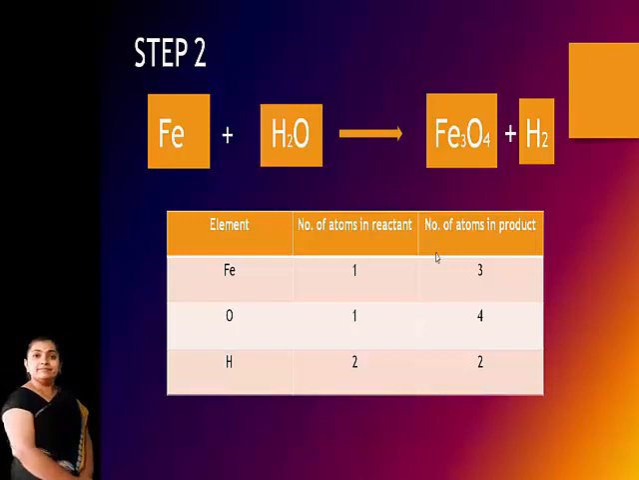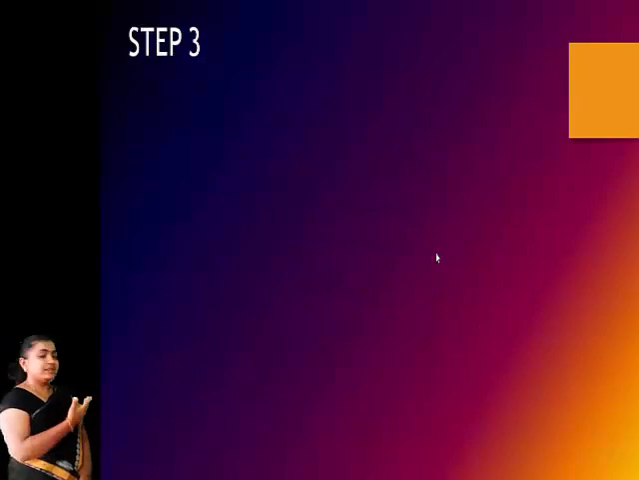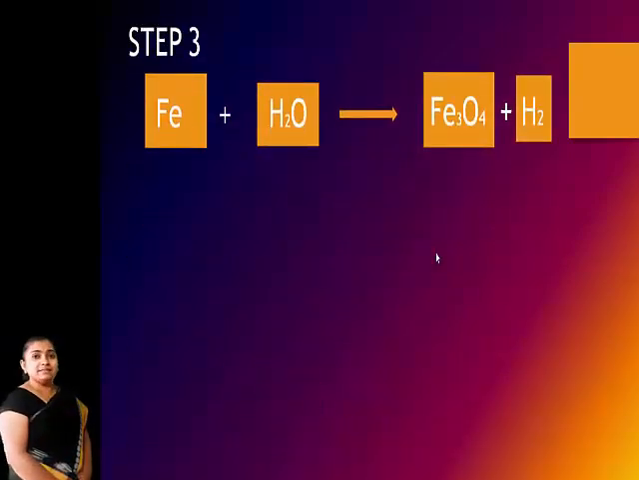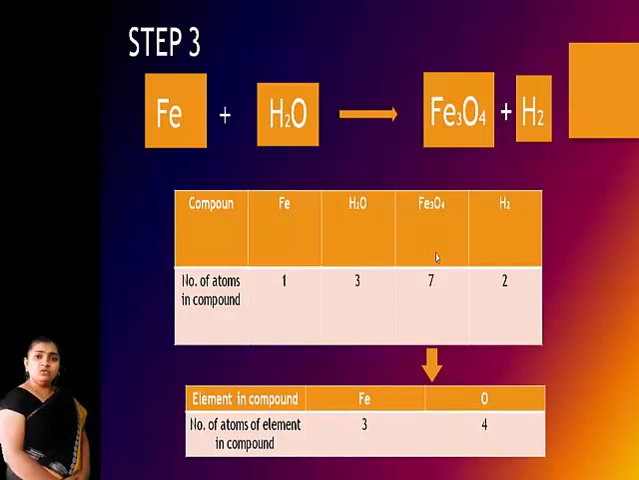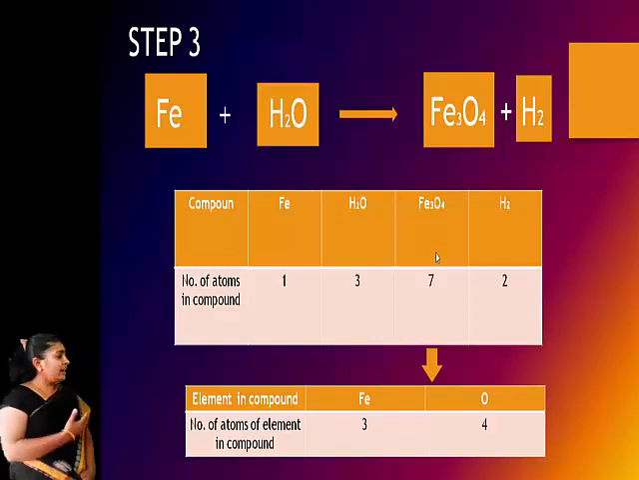Step 3. It is easy to start with the compound having the maximum number of atoms. In that compound also, we choose the element which has more atoms. So here in this example, Fe3O4 is the compound having the maximum number of atoms. We can choose the compound either from reactant or product. In Fe3O4, oxygen atoms are maximum in number.